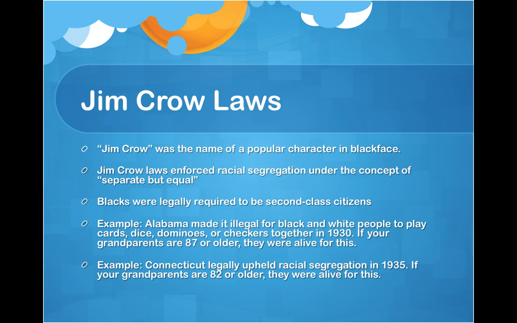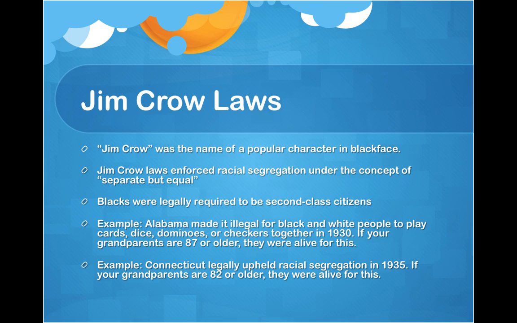Jim Crow laws. Jim Crow was the name of a popular character in blackface. In minstrel shows in the South, people used to dress up and put on makeup to look like black people and portray them in really racist ways. So even the title Jim Crow refers to a form of racism. Jim Crow laws enforced racial segregation under the concept of separate but equal. So blacks were legally required to be second-class citizens under the guise that it was actually equal, even though they were separate. You should have heard about this in your history classes.